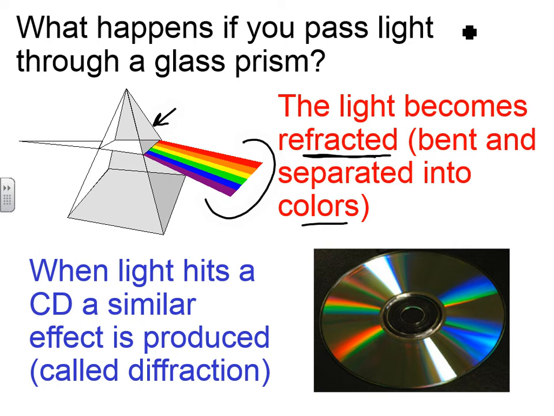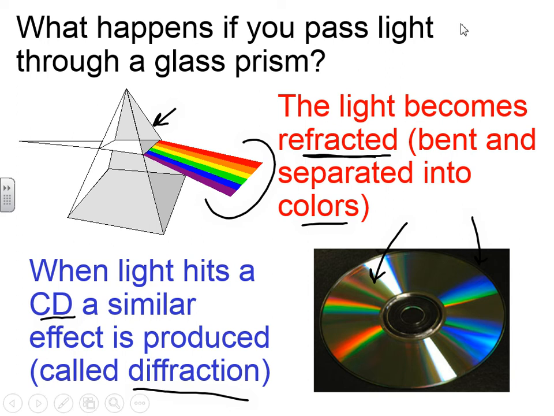A similar thing happens if you take a compact disc. You may not know what a CD is, but ask a parent. You'll see the same thing happen. You actually see the colors of the rainbow come out. This is called diffraction, which is a similar effect. Both of them actually split light up into its colors, which tells us that light is composed of these different sections.